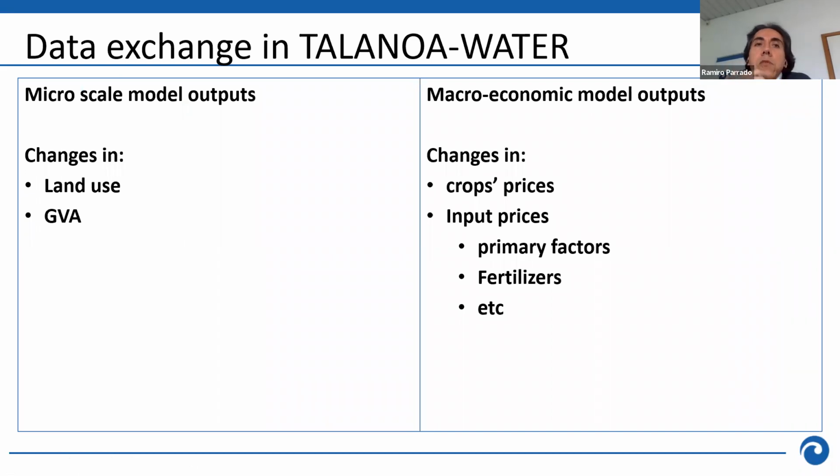Then maybe just a suggestion: we could set up something like a data exchange worksheet for the models that we have in TALANOA-WATER. For instance, here I made a simple table with a micro-scale model output. It would be either the hydrological or the microeconomic models. What kind of output could it provide to the macroeconomic model, and also the same thing for the macroeconomic model: what kind of output could it provide to the other models in TALANOA-WATER. Maybe we could circulate this kind of template to all the groups in the laboratories, so we could start this exchange of information and receive the wish list of each laboratory.